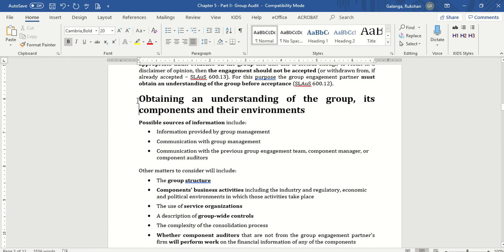Next you want to obtain an understanding of the group and its components and their environment.